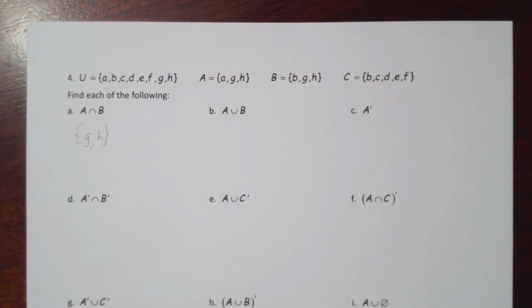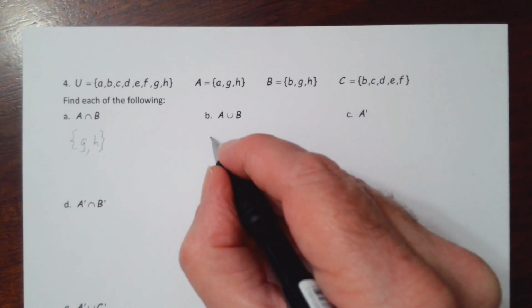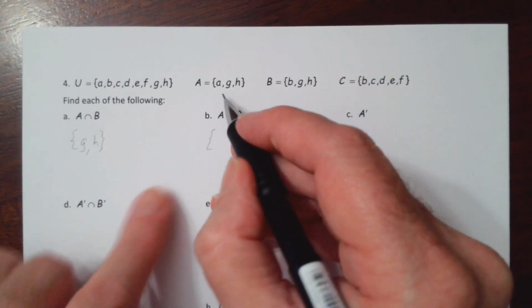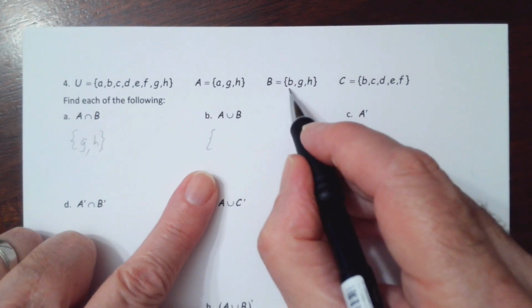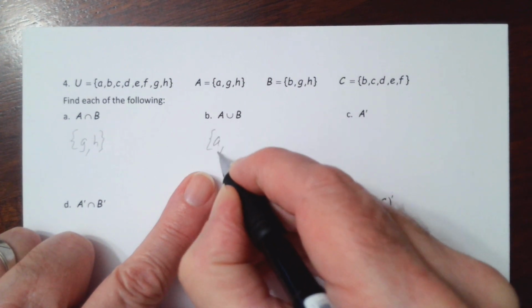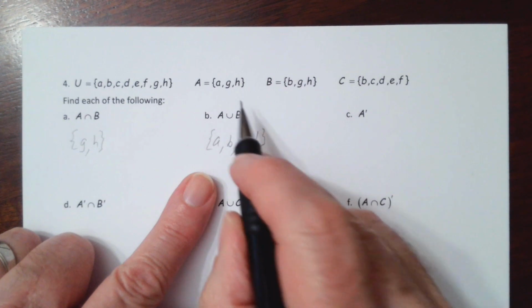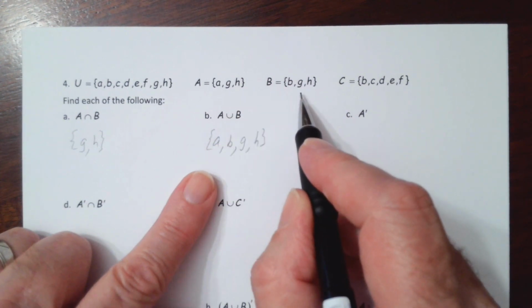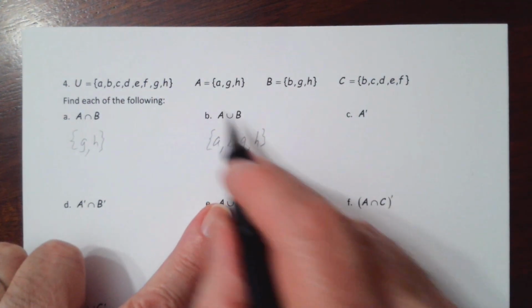Now A union B, we're going to combine everything from the two sets. So for A, we have A, G, and H. Is there anything else we don't already have? Well, in B, there's a B, and we don't have that. So we're going to end up with A, B, G, and H. So if you combine these two sets together, you're going to get A and B and G and H. And that's everything from the two sets.